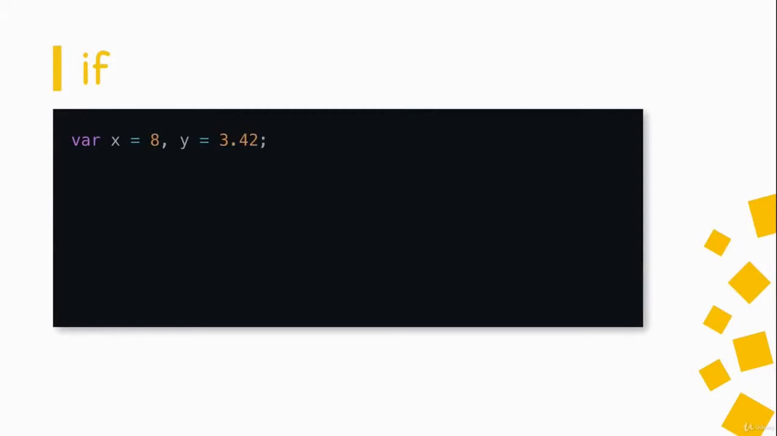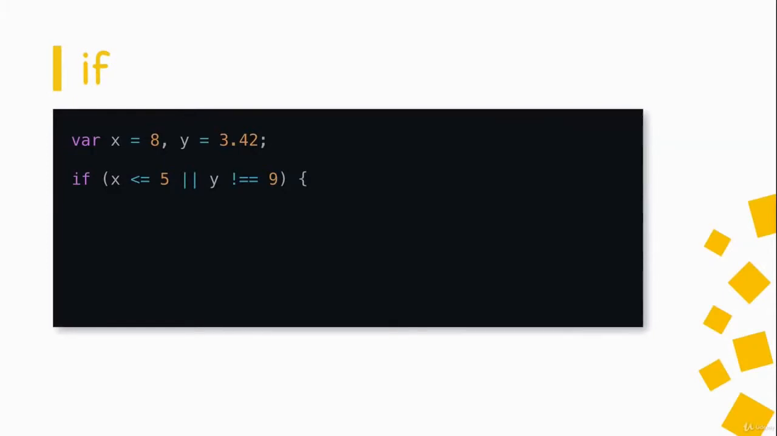Now let's have the same setup again. So variable x equals 8 and variable y equals 3.42. But in this case, let's mix up the condition a little bit. So inside the parentheses, instead of using the logical AND operator, let's use the logical OR operator, which is double pipes. Now in this case, we're defining two conditions again. x is less than or equal to 5, or y is not strictly equal to 9.